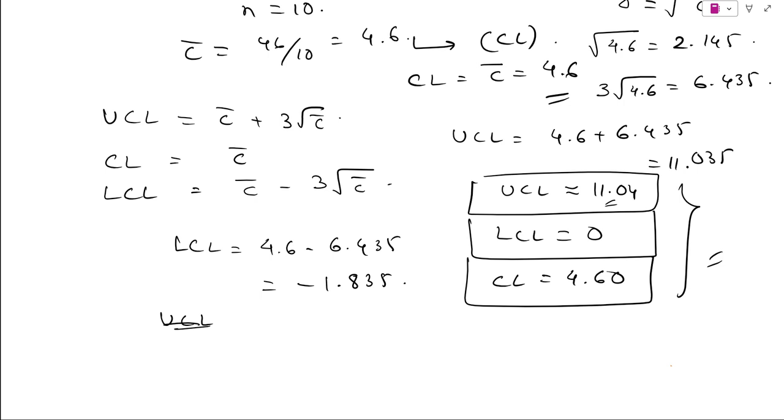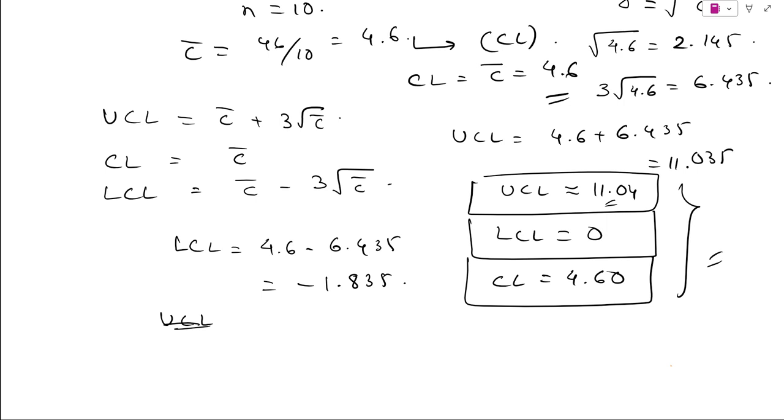Now, let us interpret the answer. The observed complaints are 4, 8, 2, 0, 3, 9, 10, 0, 6, 4. Notice that none exceeds 11.04 and none is below 0. So therefore all observations lie within the control limits. So the process appears to be in statistical control. There is no evidence of any assignable cause of variation.